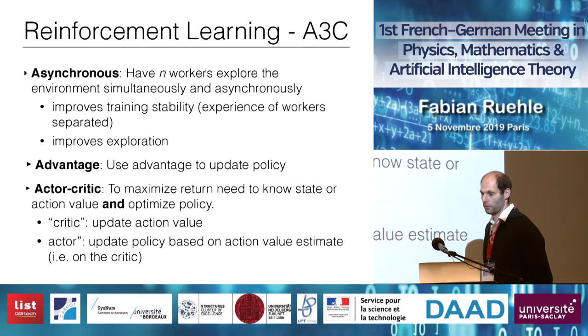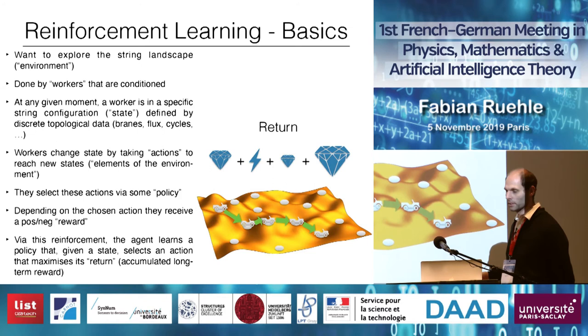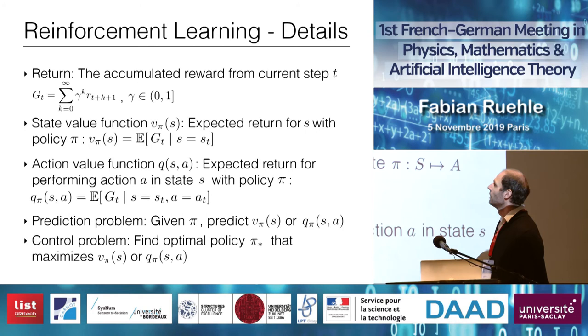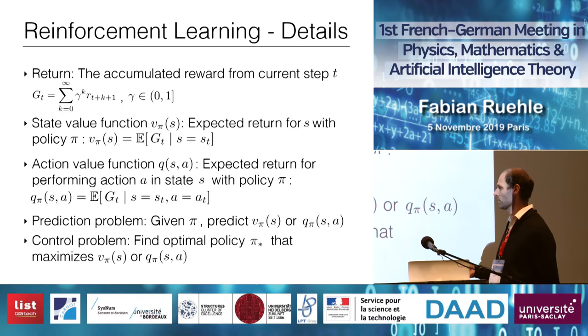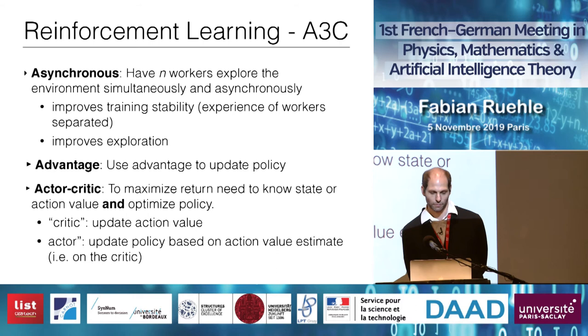In order to solve this problem, so in order to find this minimum, you need to know essentially how good is it to be in a state and what is the next best action. So you need to solve a problem which is called a control problem and another problem which is called a prediction problem. So the control problem is you want to find the optimal policy that allows you to choose the optimal next best action. The prediction problem is, given a policy, can you predict how valuable it is to be in a state or how valuable it is to take an action? And this is done by this actor critic.